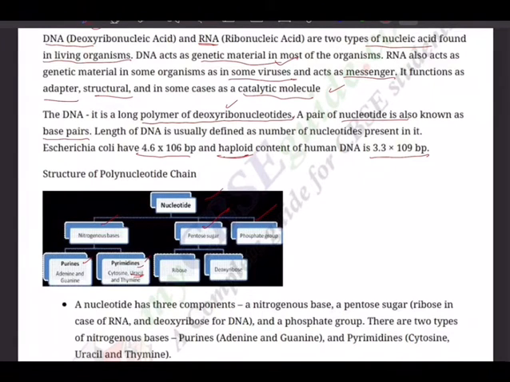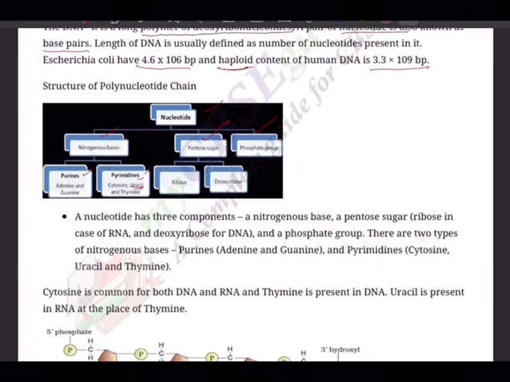So a nucleotide has three components: a nitrogen base, a pentose sugar, that is ribose in case of RNA and deoxyribose in DNA, and a phosphate group. So these three will be there. And there are two types of nitrogen bases: purines, adenine and guanine.